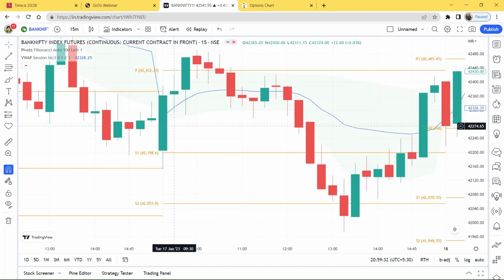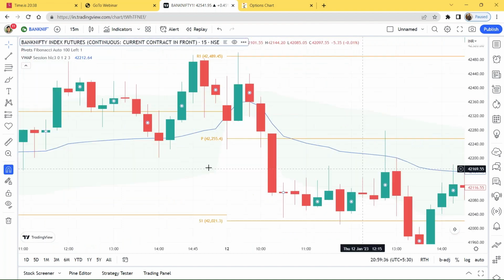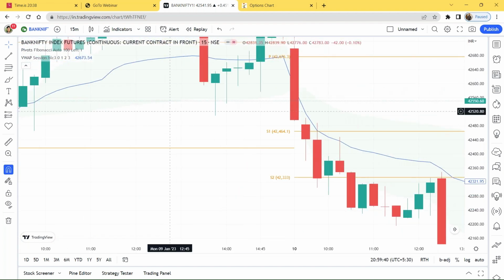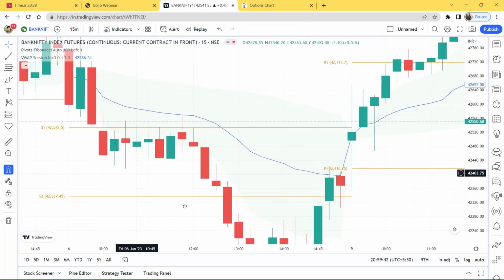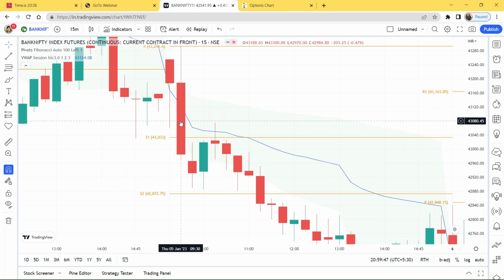We didn't get many trades here in January, so I think we have to go to 5th January only. Okay, let's go to 5th January then. This was 5th January, Thursday.